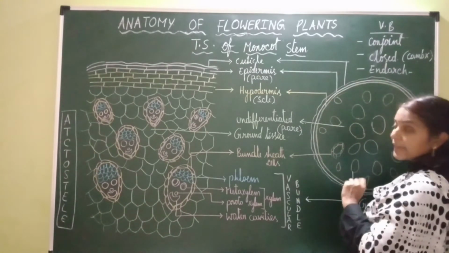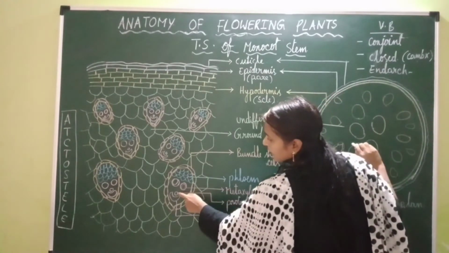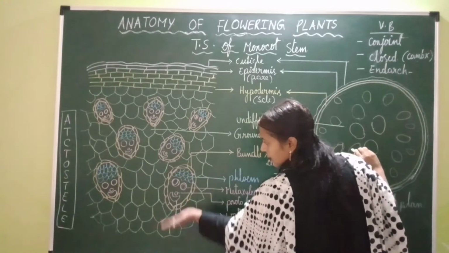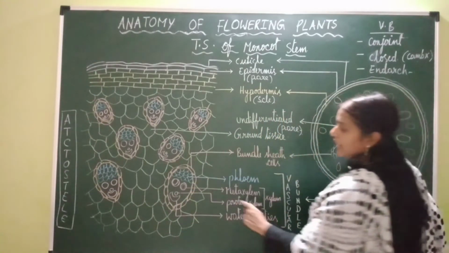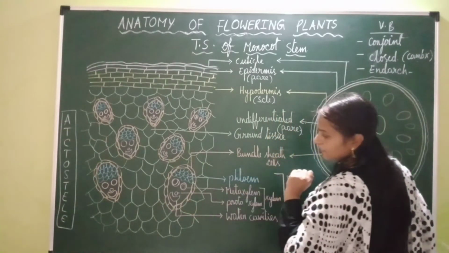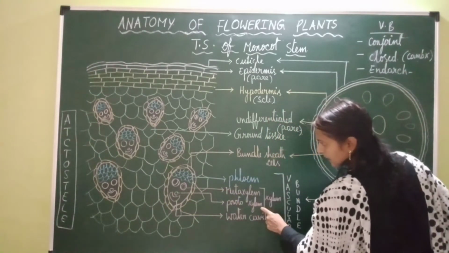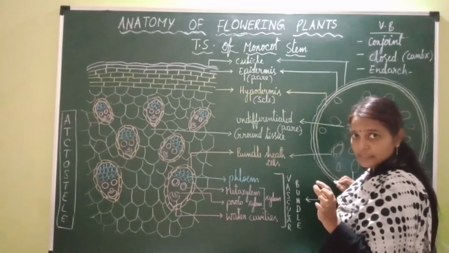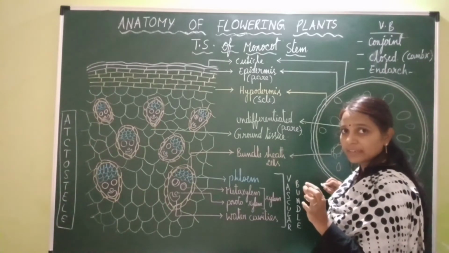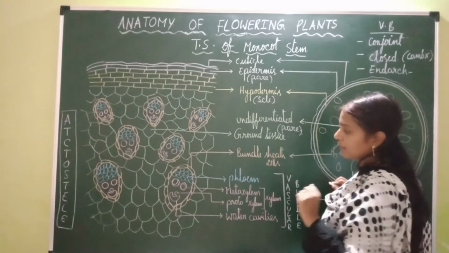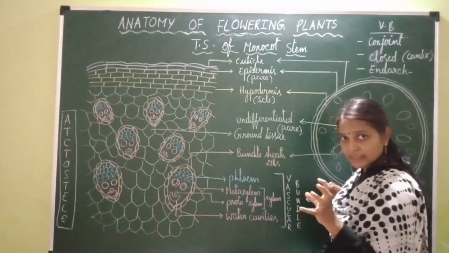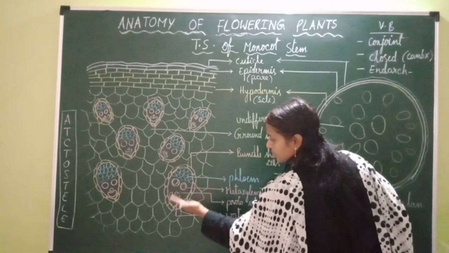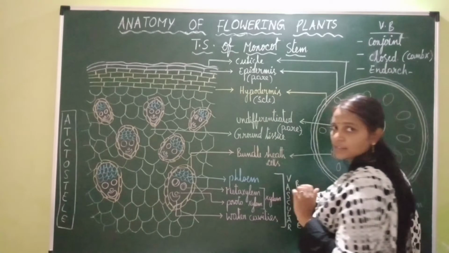And why is it called endarch type of xylem? Because this is protoxylem, and this is metaxylem. Protoxylem is present towards the center and metaxylem is present towards the periphery, and hence it is called endarch type of xylem. Protoxylem is the first formed xylem, with small sized vessels and narrow lumen, whereas metaxylem consists of large sized xylem elements with broad lumen. So protoxylem is towards the center and metaxylem is towards the periphery.